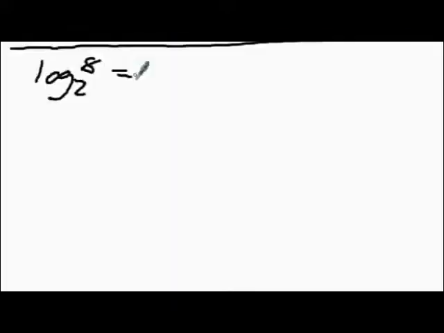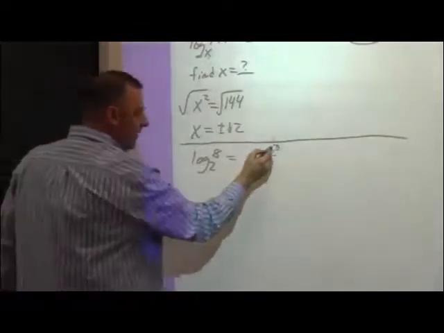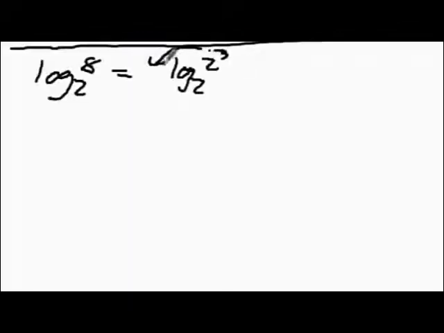We can write 8 as 2 cubed. So we're going to write this as log base 2 of 2 cubed, because 2 cubed is 8. I'm just replacing 8 with 2 cubed. Now you've got that power of 3. We're going to bring that out front. So you're going to get 3 times log base 2 of 2.